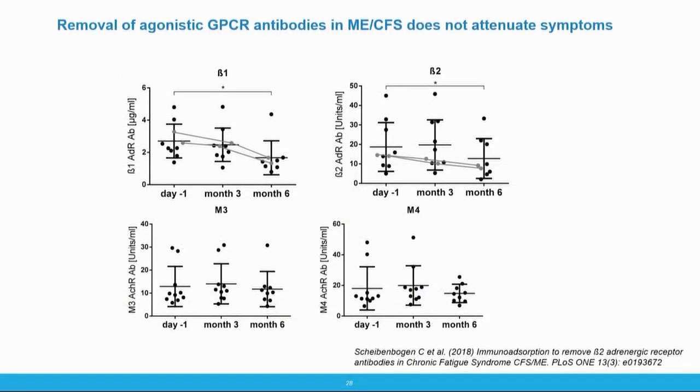There's a warning sign from my colleague Jonas Axelsson from Karolinska in Stockholm. This is his warning sign: removal of agonistic G protein-coupled receptor antibodies in chronic fatigue syndrome did not attenuate symptoms in this study. You can look for this study. There was no change. They were removed. I'm not sure, but I think that CellTrend produced the test kits for this study. So they see the removal of the antibodies, but there was no improvement in symptoms.